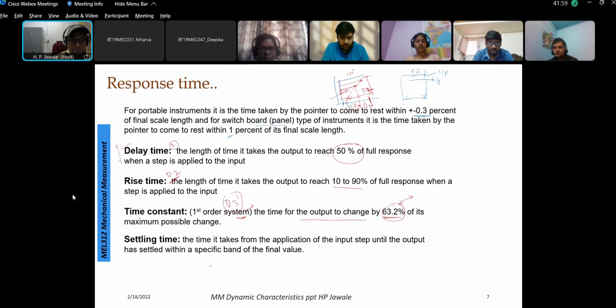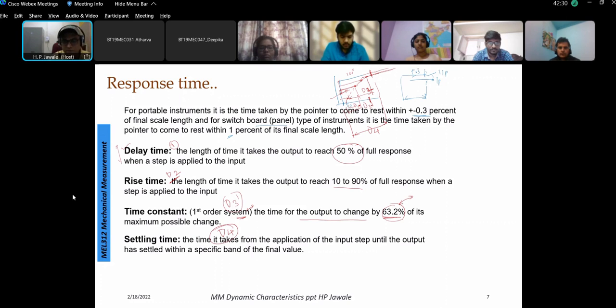Then the settling time: the time taken from the application of the input until the output has settled within a specific band of the final value. Now suppose the final value is settled here. Now it is almost parallel. The output shown in the red color is almost parallel, and at the very first instance, let us say, it is going to show the constant line. Then this interval, I call this D4, that is the settling time.